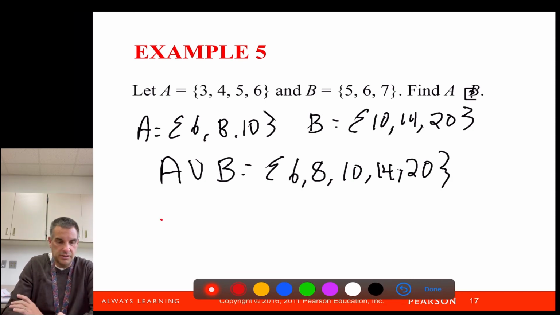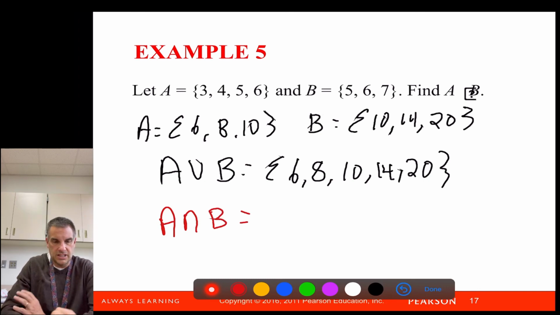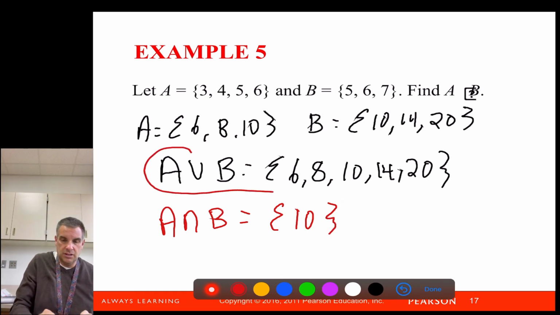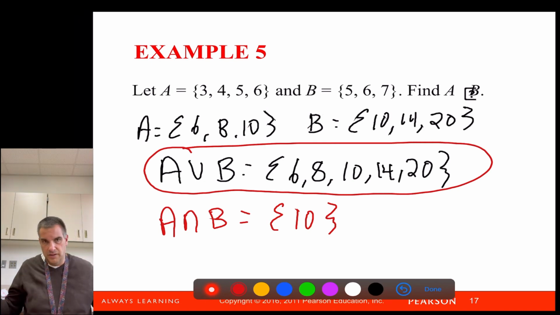Remember, we talked earlier about intersection. Intersection means it has to be in both. So if we looked at the intersection of this one, there's only one of them that's in both of them, and that's 10. So you got to keep them straight. Union is all of the elements, it doesn't matter which one. And intersection is the ones that they have in common.